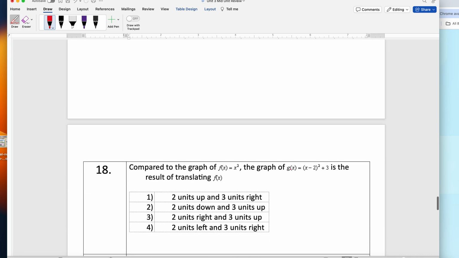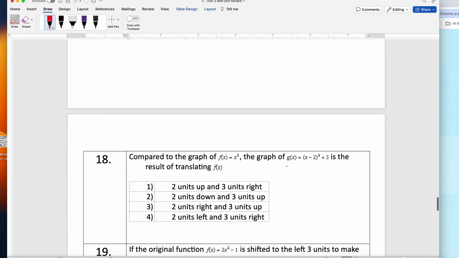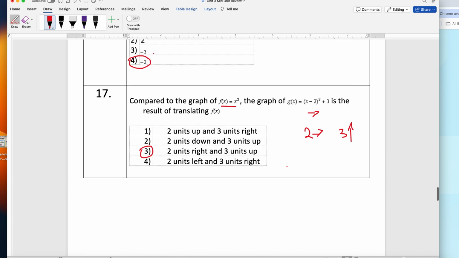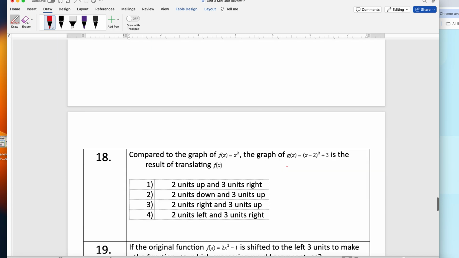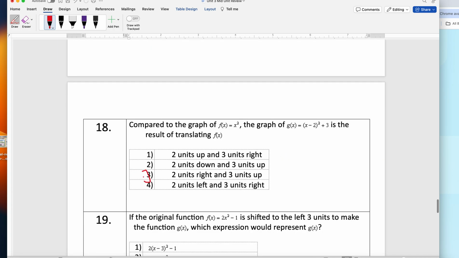Okay, number 18, compared to the graph f of x. Oh, it's the same question. Oh, you guys got lucky. All right, we know that's 3.